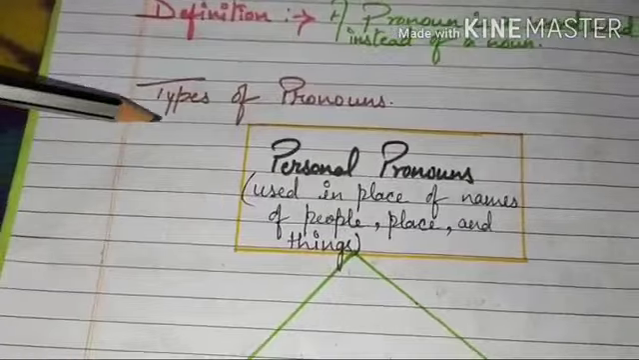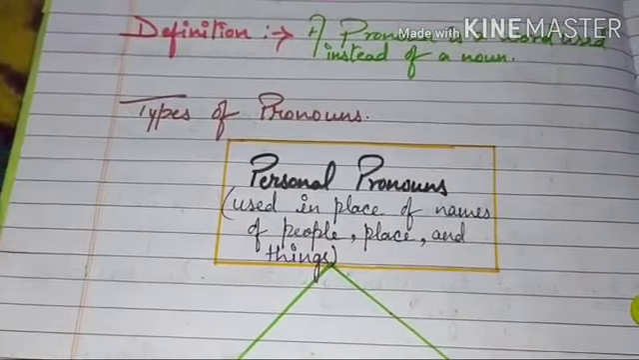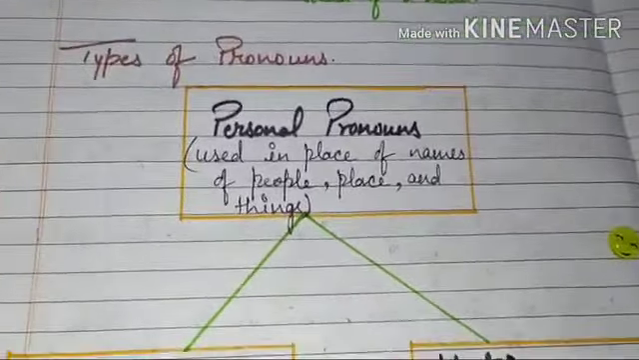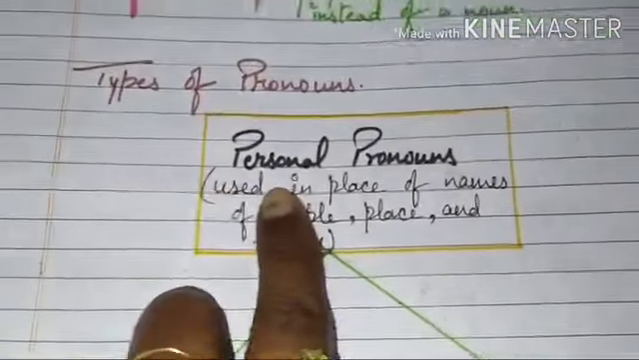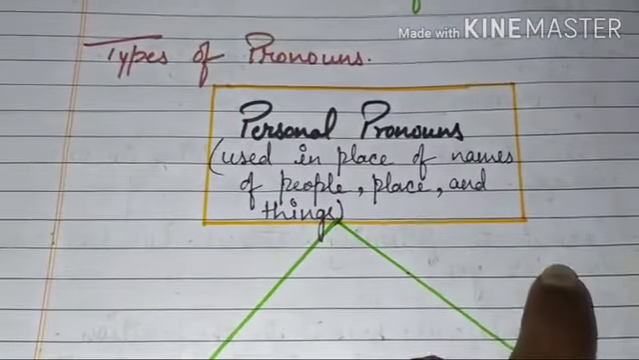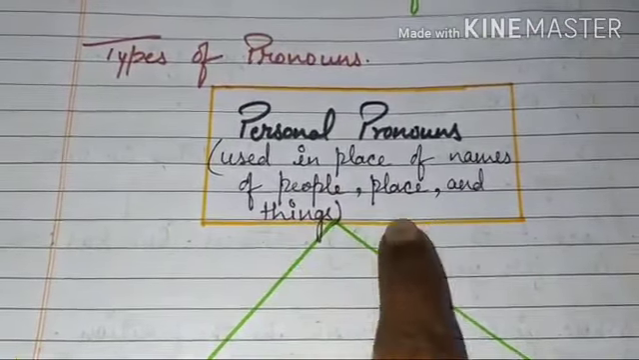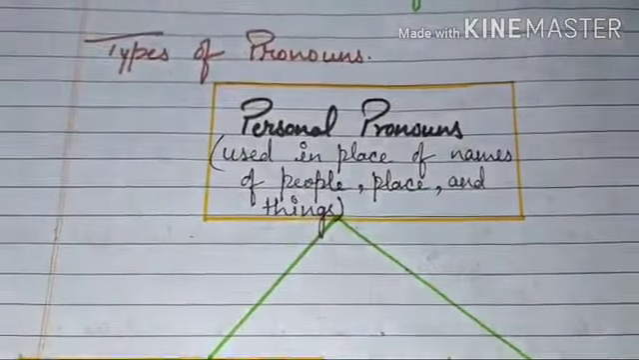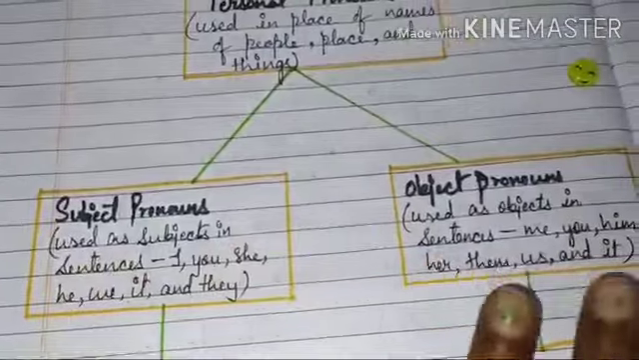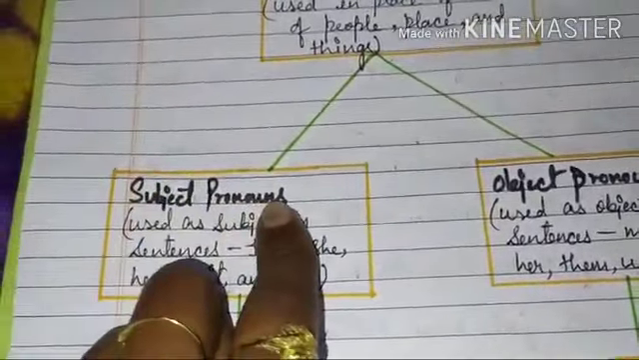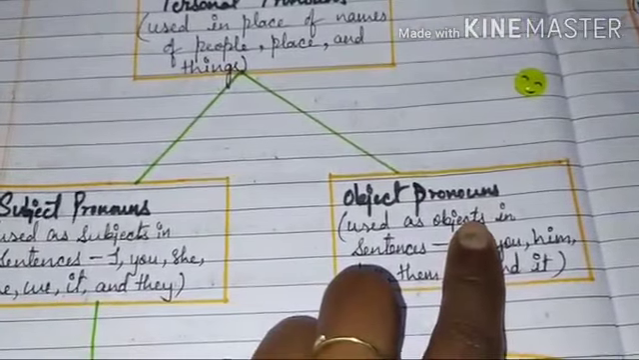Now next we'll come down to the types. See, now what are the types of pronouns? Its kinds. First we have personal pronouns. Personal pronouns are used in place of names of people, places and things. Now these personal pronouns have two types: subject pronouns and object pronouns.